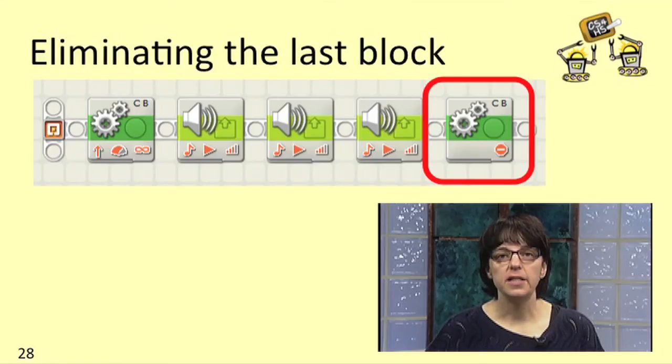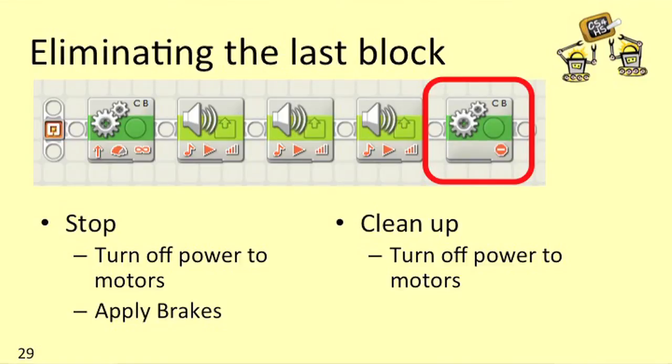So in fact, in this program, you could have chosen to leave off that last block, and the robot would have behaved almost the same way as if you include the last block. The only difference would be that when we use a move block with a stop, in addition to turning off the power to the motors, the NXT really applies the brakes, so the robot stops instantly. When we clean up, the NXT doesn't apply the brakes, and so the robot just kind of coasts to a stop.